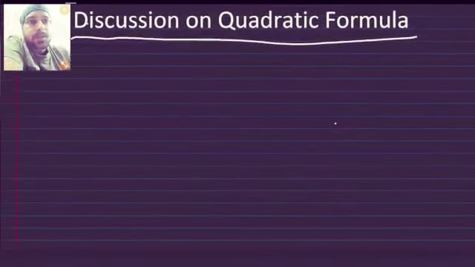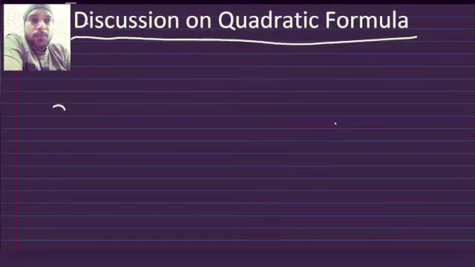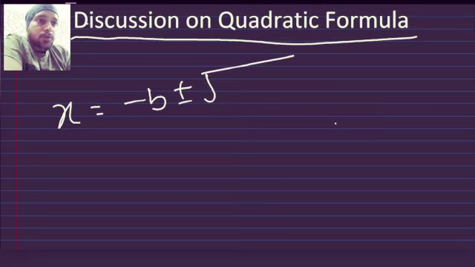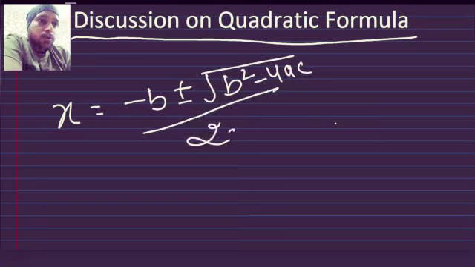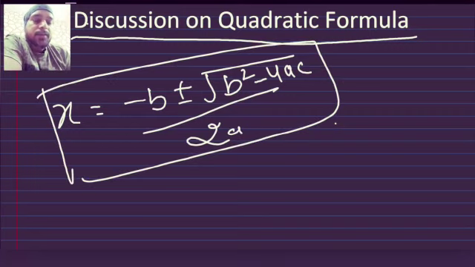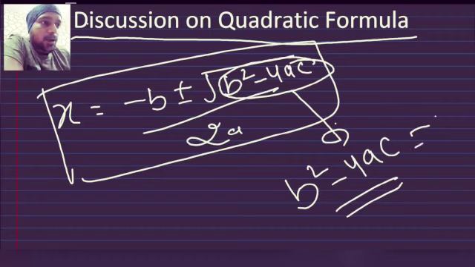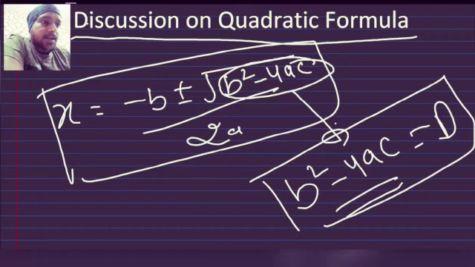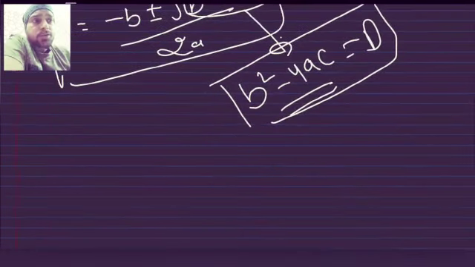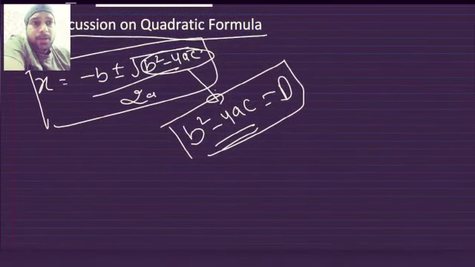So first and foremost, the formula is x is equal to minus b plus minus under root of b square minus 4ac upon 2a, right? So this is your quadratic equation formula, and in the previous video I told you that this b square minus 4ac is basically called the discriminant. What is this called? Discriminant. Right, now most of the things are going to depend on this particular discriminant.